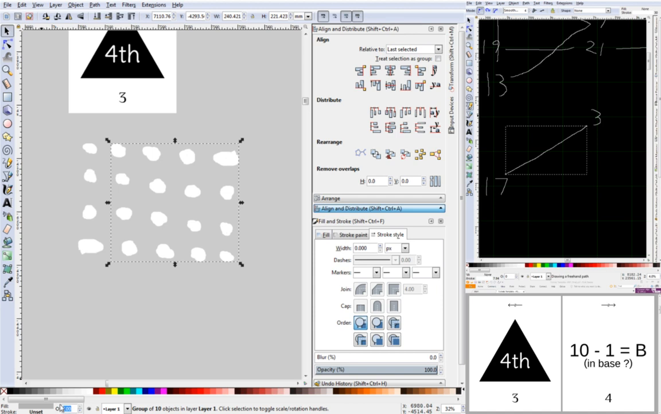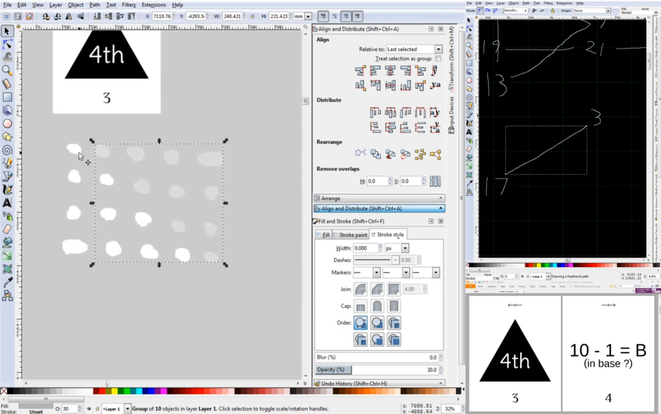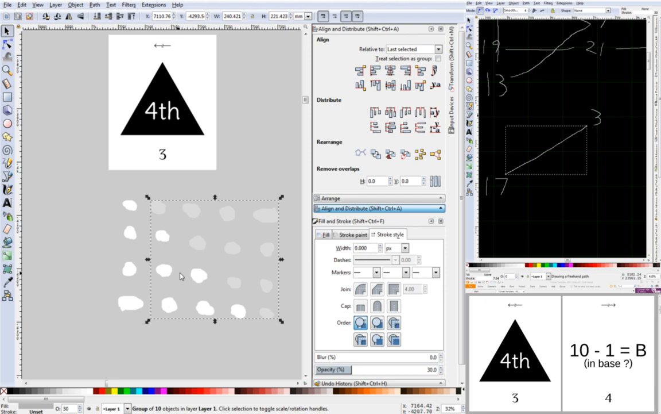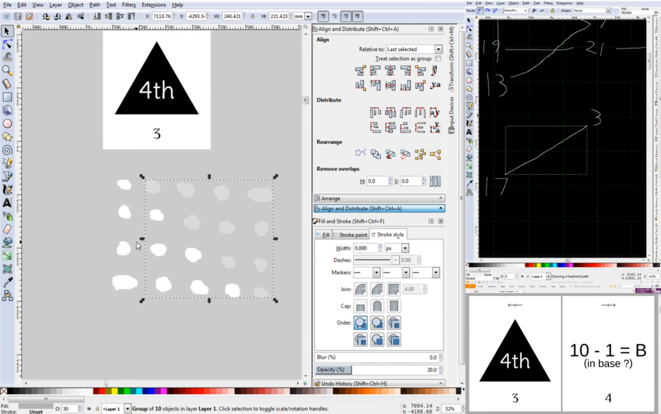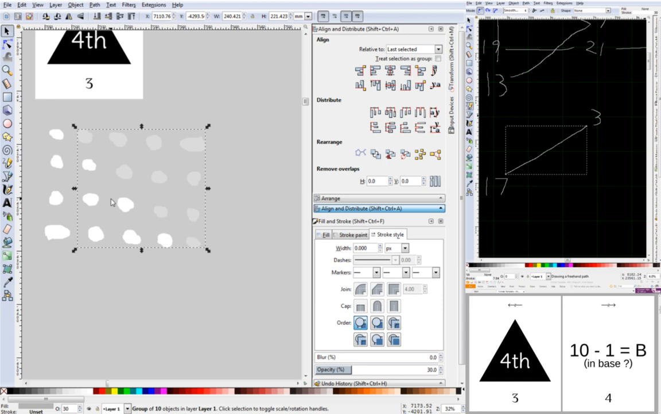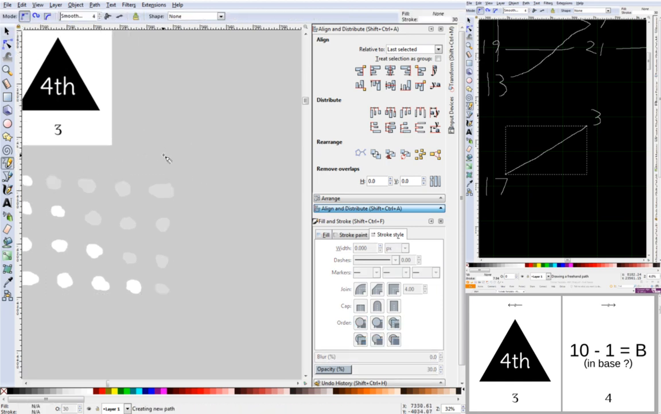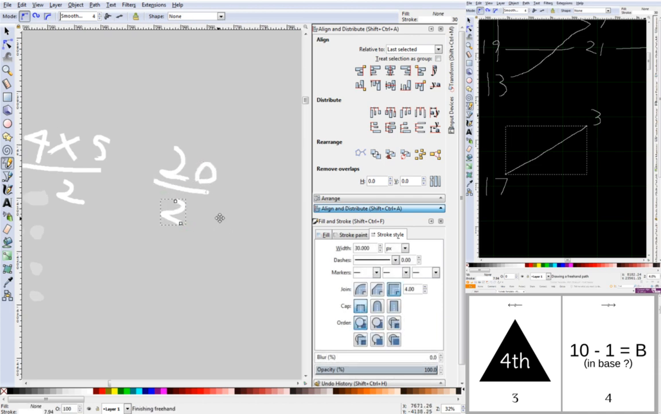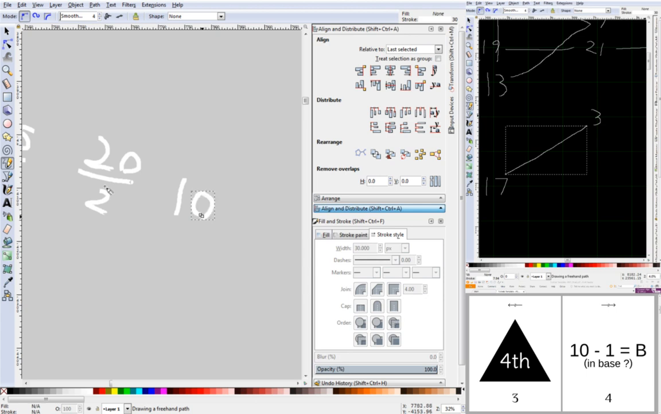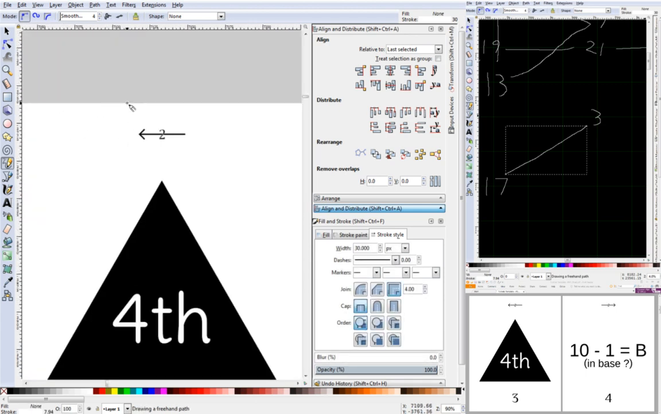I'll try to see opacity. It should have a similar effect. See? You can kind of visualize how these formulas work in shapes and everything. So basically just take the number you want, multiply by the number above and then divide by 2. So in this case, 4 times 5 over 2, or 20 over 2, or just 10, and we're going left by 2 this time.